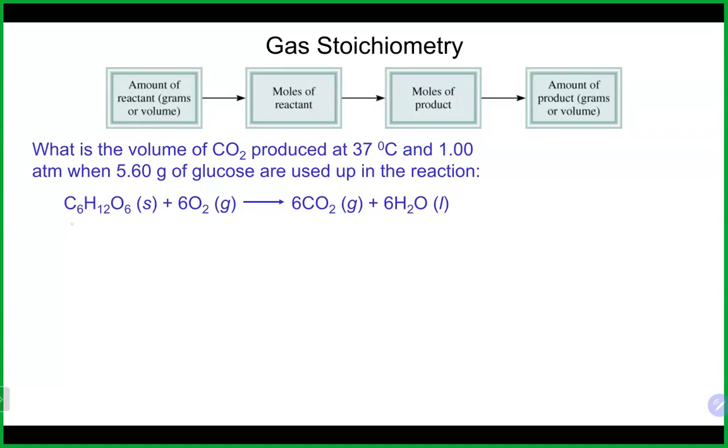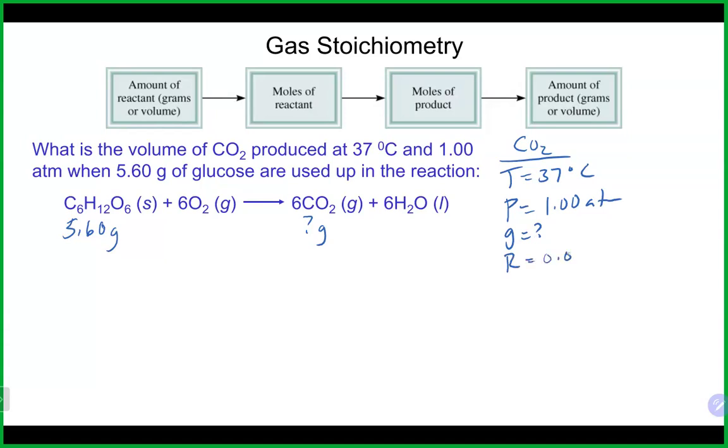So if we take the information, we've got 5.6 grams of glucose. We want to know how many grams of CO2. So this is really a basic stoichiometry problem. Some of the other important information we have in terms of our CO2 is the temperature is 37 degrees Celsius. The pressure is 1 atmosphere. Obviously here we are looking for grams of this guy. And we always have R, which is our gas constant. So again, that is always a value that's available to us.